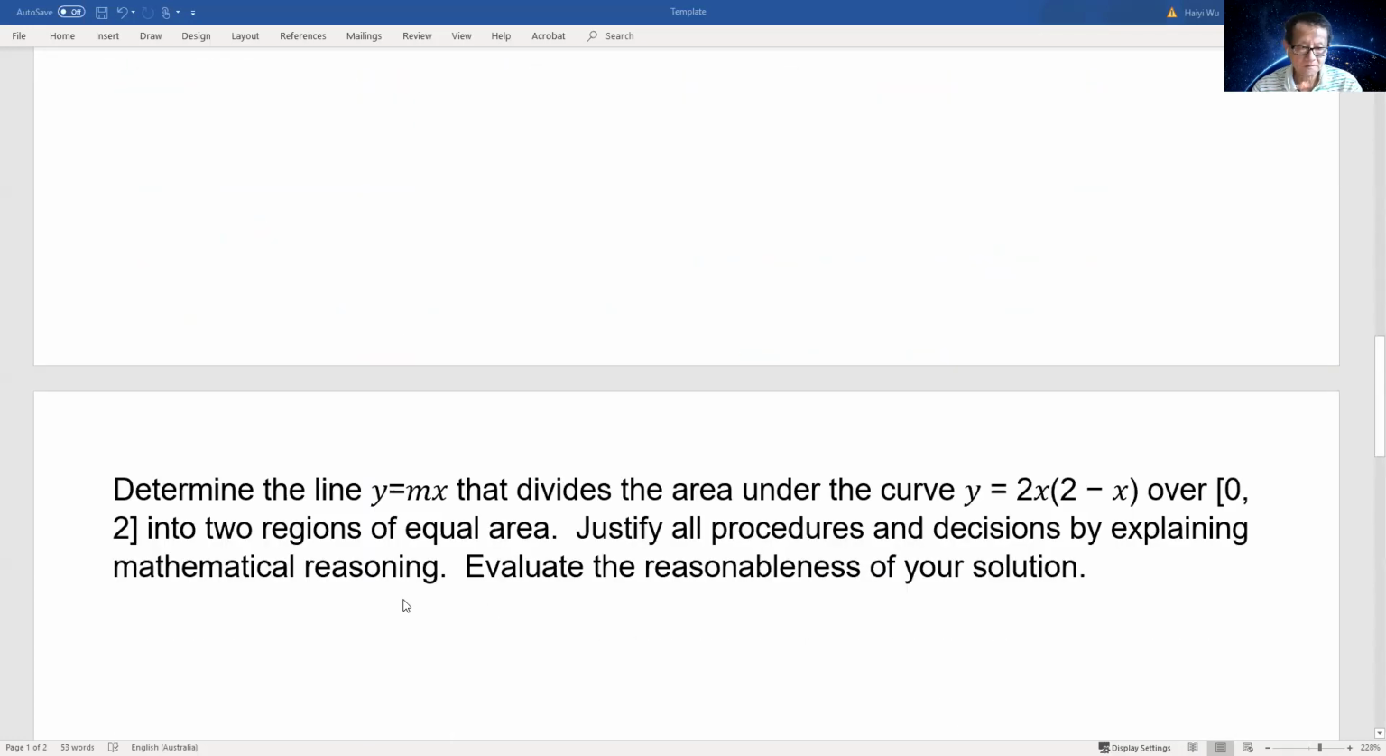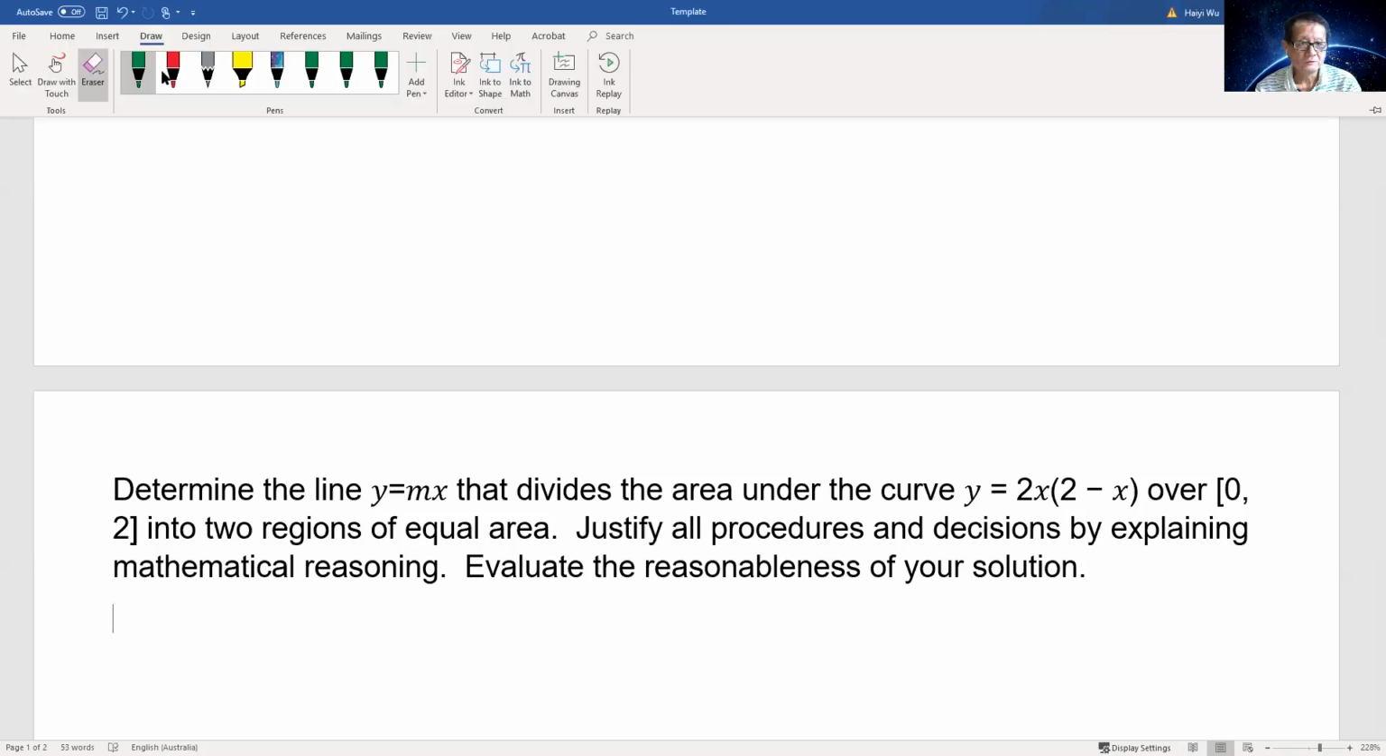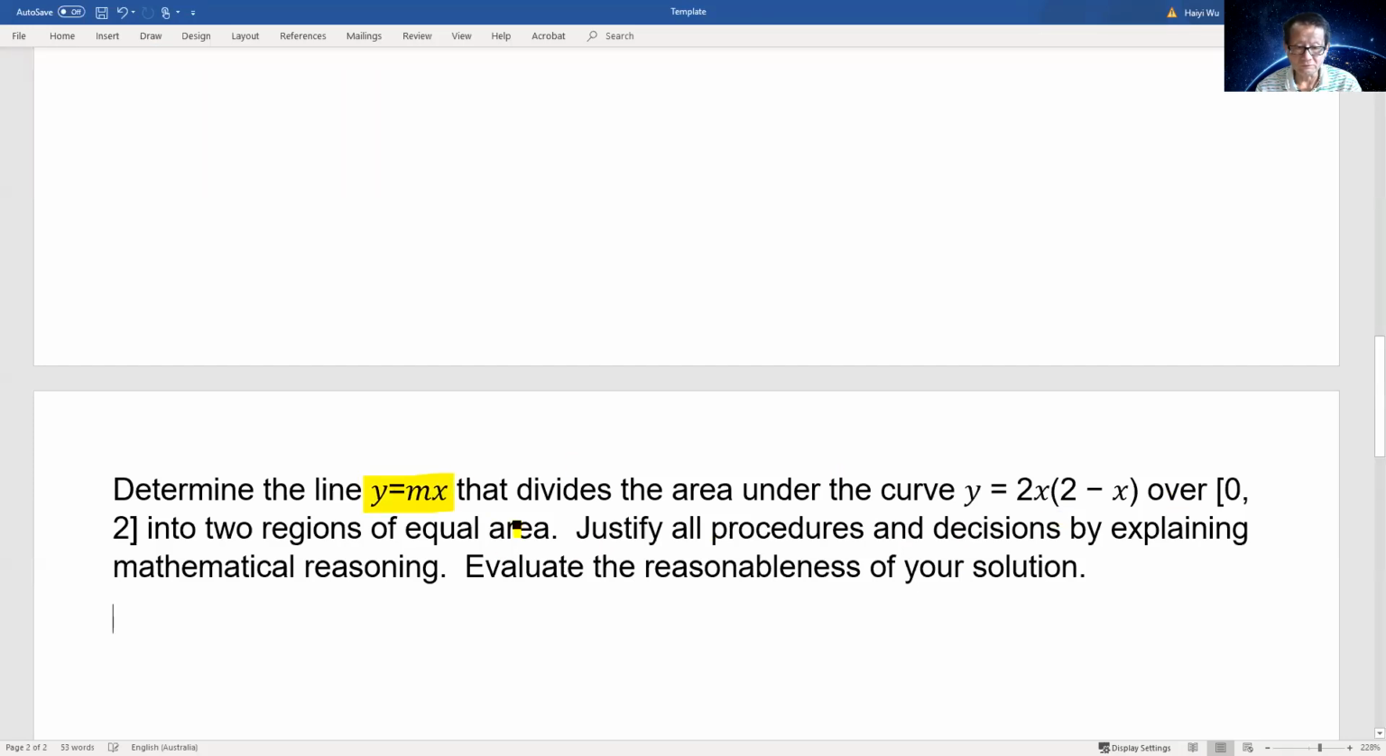Question. We need to determine a linear equation, y equals mx, so that it divides the area under this curve. So we've got two curves, so let me highlight those two curves. One is y equals mx, so this is a straight line. The other one is a parabola. Between 0 and 2, it divides the area into two equal areas.